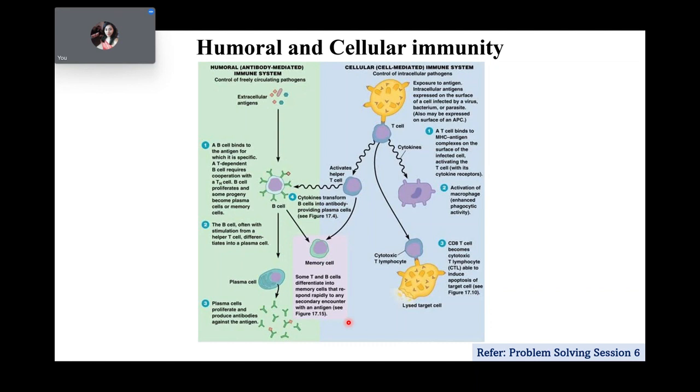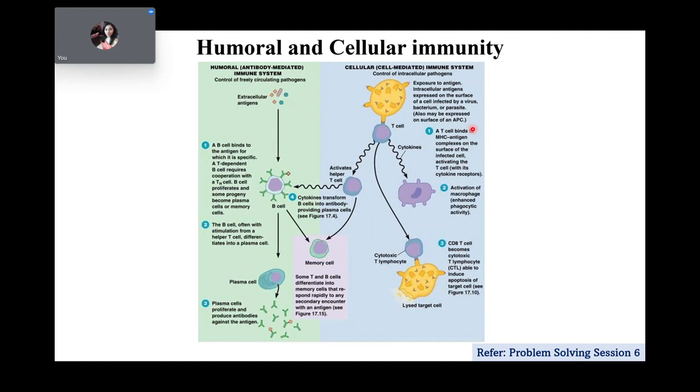And if we're talking about the cellular or cell mediated immune system, what happens there is, when there is an exposure to antigen, which is generally of an intracellular nature, let's say a cell infected by virus, bacterium or parasite, these enter the cell and they are presented on the cell. What we mean by presented is, because they're intracellular, they come to the surface of the cell and they mark these cells.